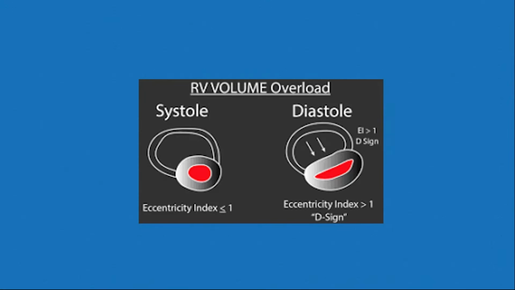Okay, now it's dilated, now it's pressure overload. Now what is the reason for the pressure overload? Now this is RV volume overload, wherein you can see that in systole the septum is maintained round and the eccentricity index is normal. But what happens is in diastole, due to the excessive volume, it's pushing the septum towards the LV cavity and it forms a D. So here the eccentricity index becomes abnormal only during diastole.